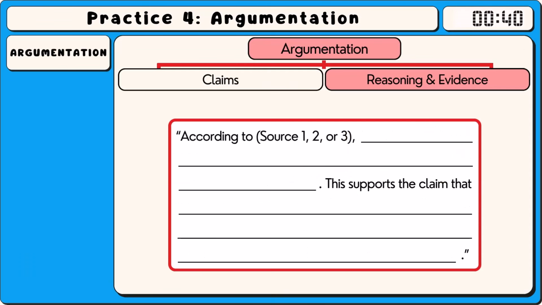Here is the sentence structure I recommend in the EBQ Mastery Playbook. It reads, according to Source 1, 2, or 3, then insert a statement of evidence. This supports the claim that, and then link your evidence to your claim.